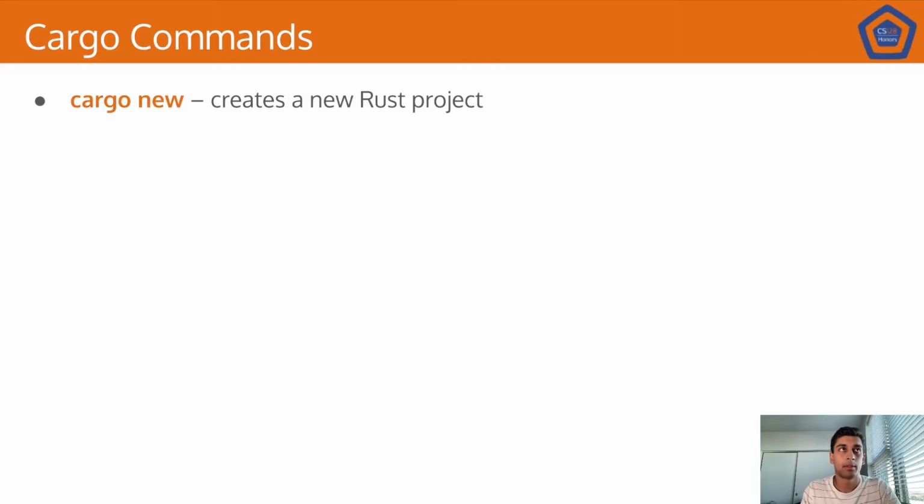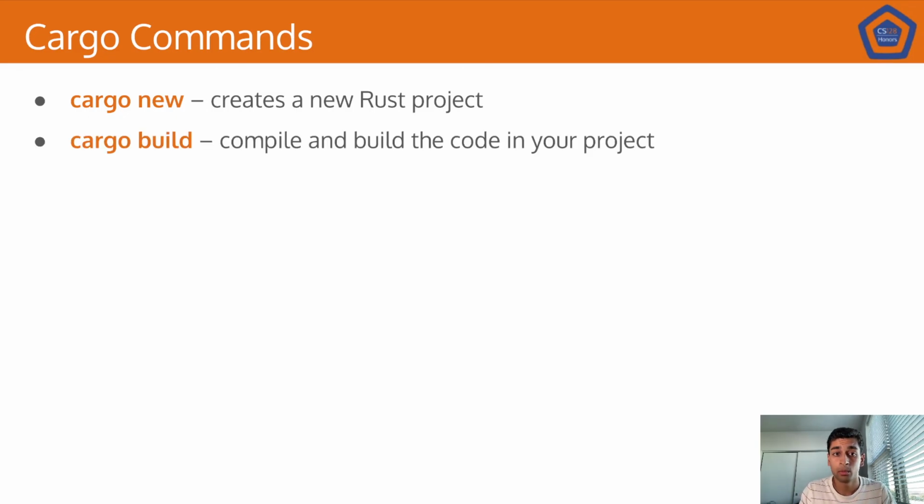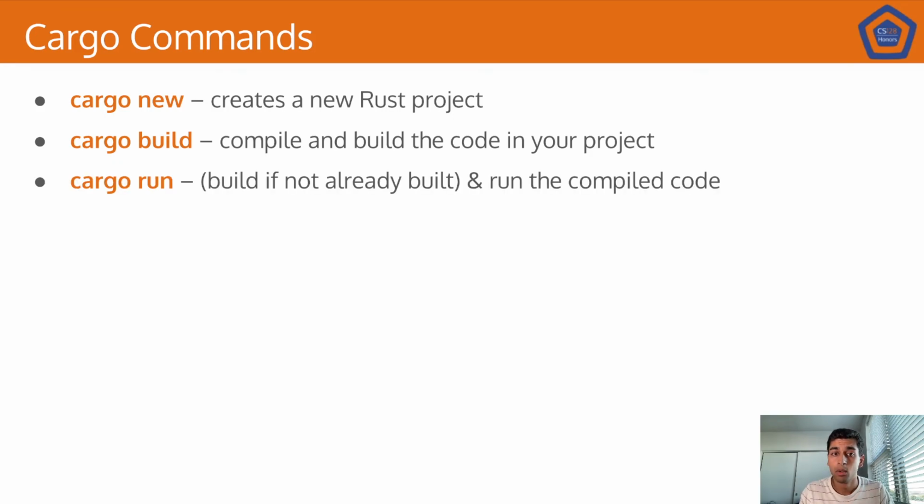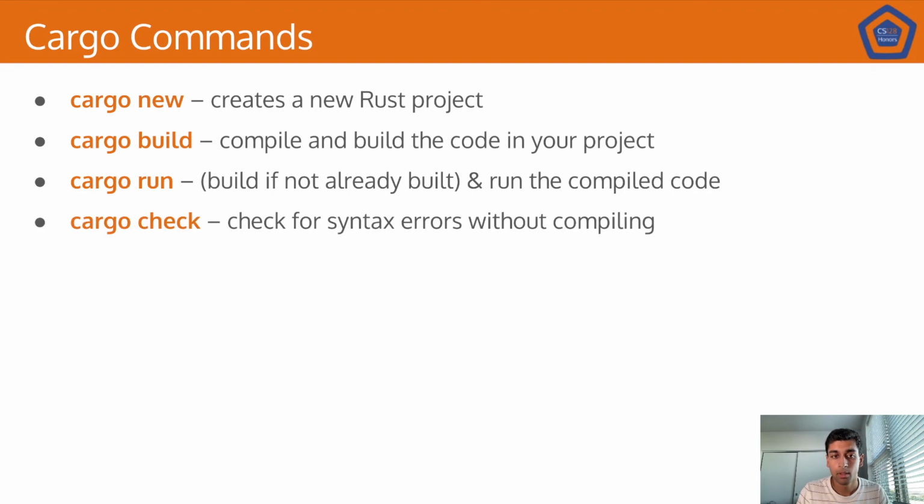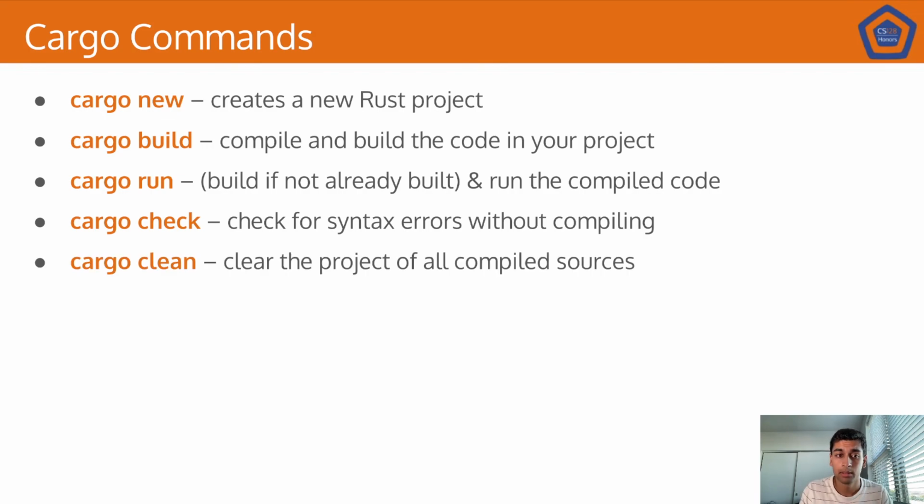So just to recap, cargo new will create a new Rust project for you. Cargo build will compile and build the code in your project. Cargo run will build if your project is not already built and run the compiled code. Cargo check will check for syntax errors without compiling your code. And finally, cargo clean will clear the project of all compiled sources, so you'll have just the source code and no executables or built sources.